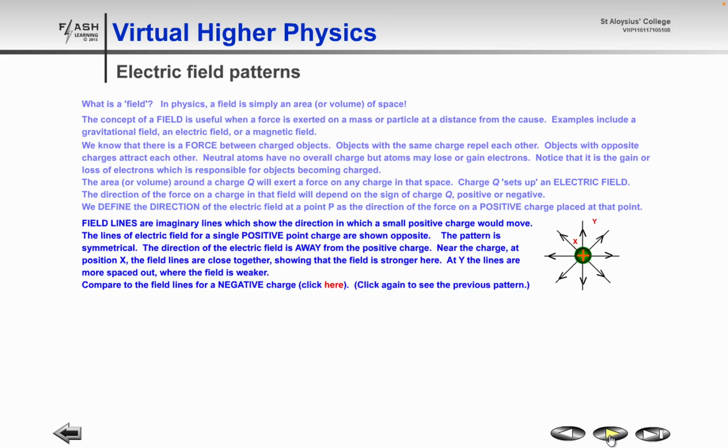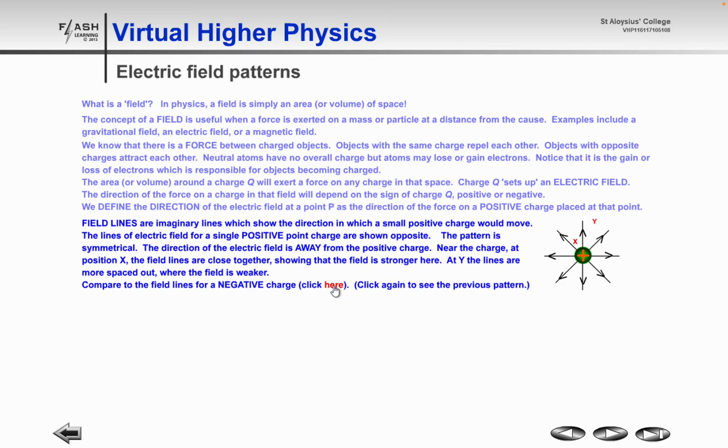So field lines are imaginary lines which show the direction in which a small positive charge would move. And there's a symmetry about the pattern as well. For a positive point charge, as we call it here, so basically just a single charge all concentrated at one point, the lines all point away from it because another positive charge would be repelled. The field lines give an indication of the strength of the force. At point X, where the field lines are closer together, that indicates the field is stronger. At Y, they're more spaced out, so it's weaker.